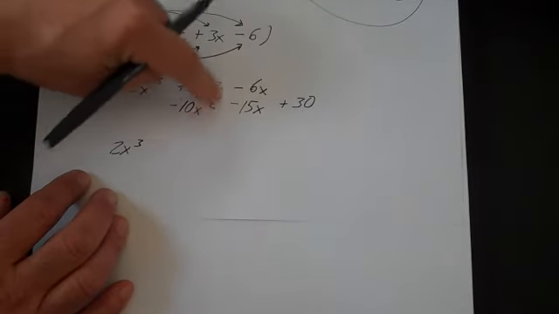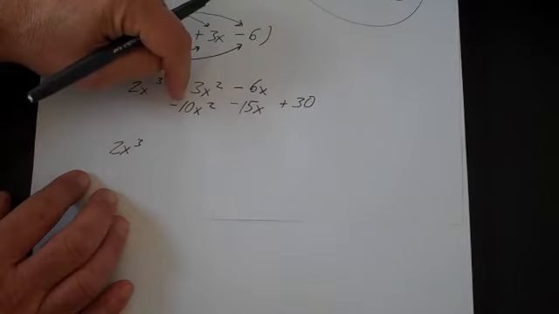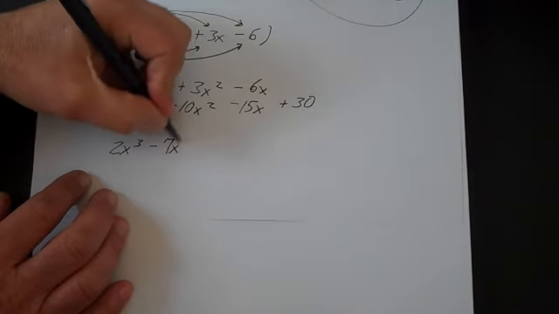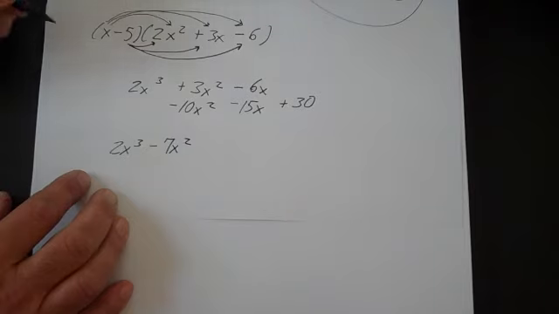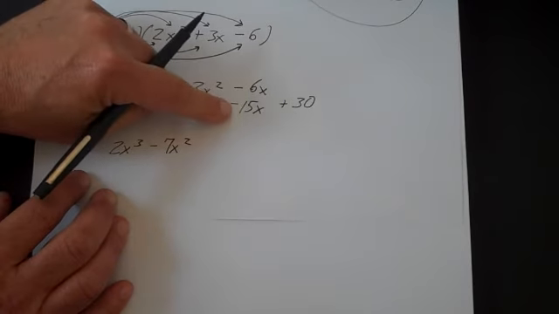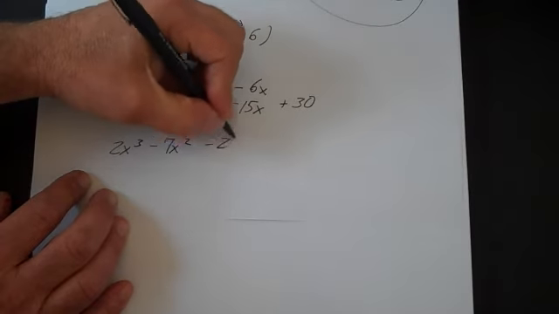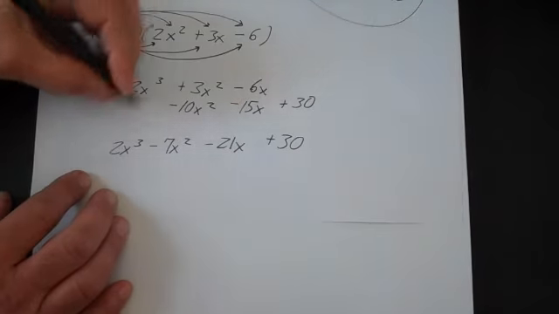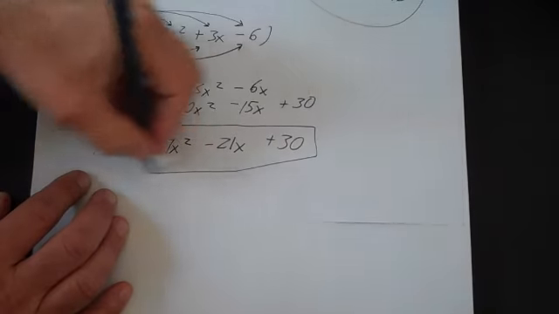We have two x squared terms, so that's 3x squared and a minus 10x squared. 3 minus 10 is minus 7, so that's minus 7x squared. Then we have minus 6x and minus 15x is a minus 21x. And that's a positive 30. And that's your final answer.